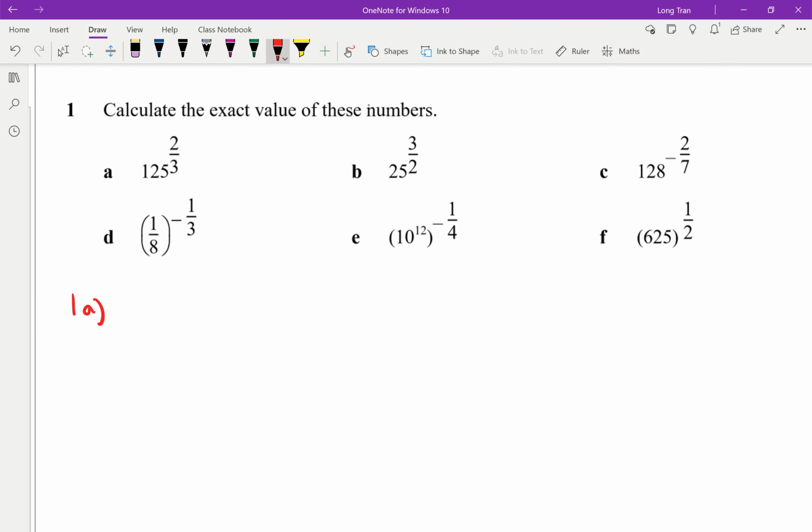1A, you have 125, and I would say get in the habit of using brackets, so you should be doing brackets all to the power of 2/3. What they want you to do without using a calculator, what is 125 to the power of 2/3? In order to do this problem, this is where you're using what you understand from indices and index laws.